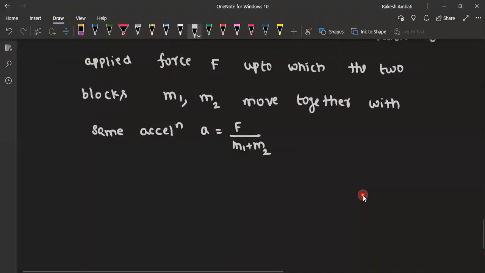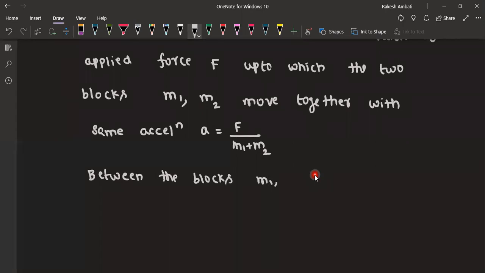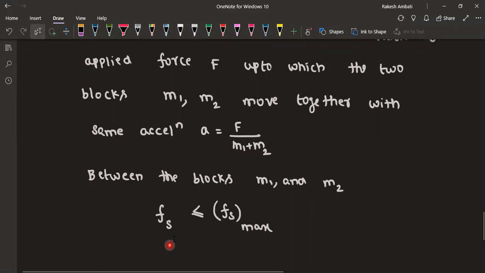They are moving together with the same acceleration, which means between the blocks, what type of frictional force do we have to consider? Static frictional force or kinetic frictional force? Static. So between the blocks M1 and M2, now we are taking static frictional force. And this static frictional force is less than or equal to Fs maximum, correct? The static frictional force can have any value from 0 up to Fs maximum.